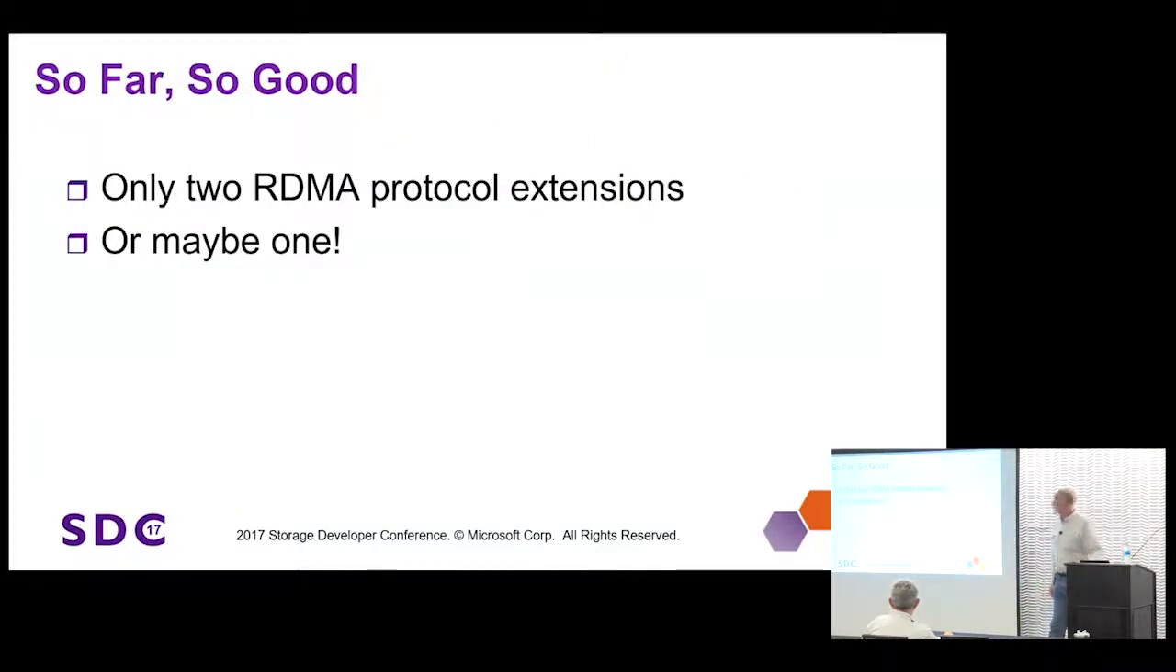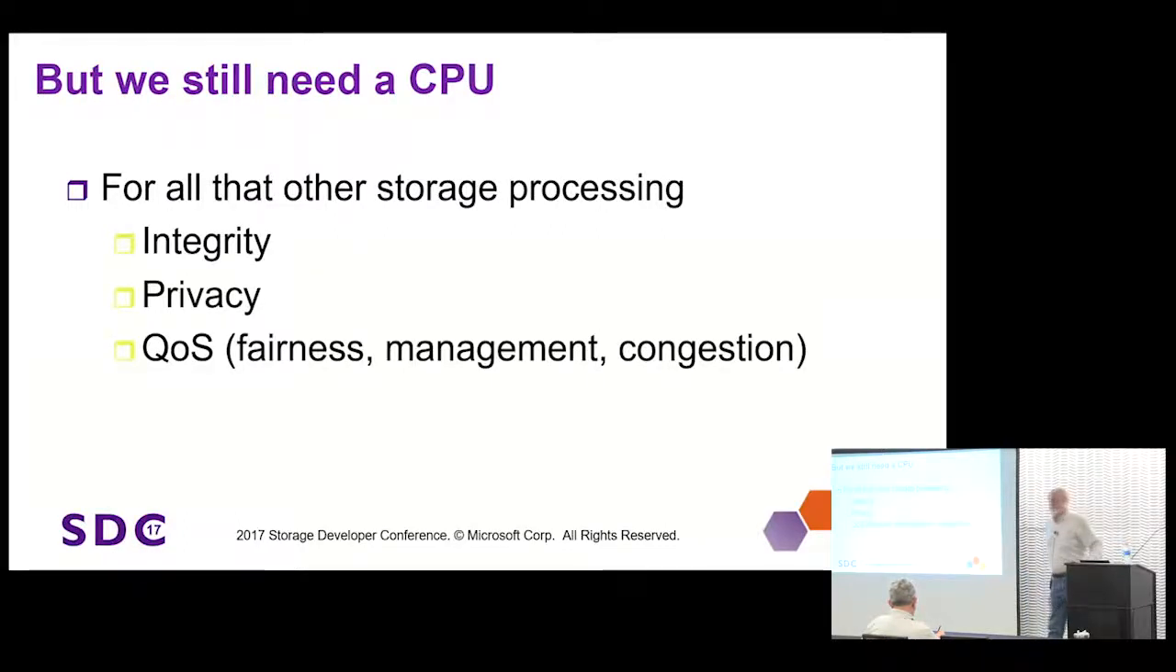So far, so good. Only 2 protocol extensions are needed to do everything I just talked about. Maybe 1 if we merge the flush with the write after flush. Well, that's pretty cool. But we still need a CPU. We still need an upper layer to do that CPU for all that other storage processing. Let's not forget about the things that storage servers need to do.